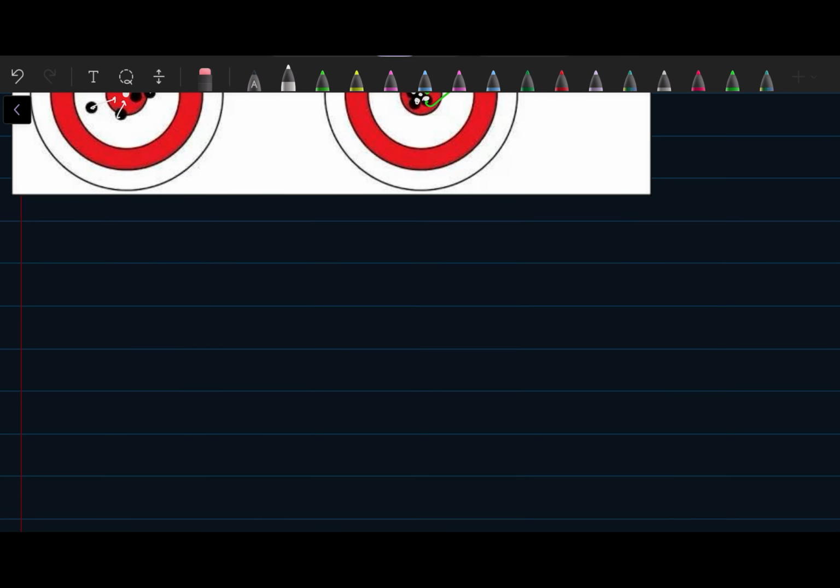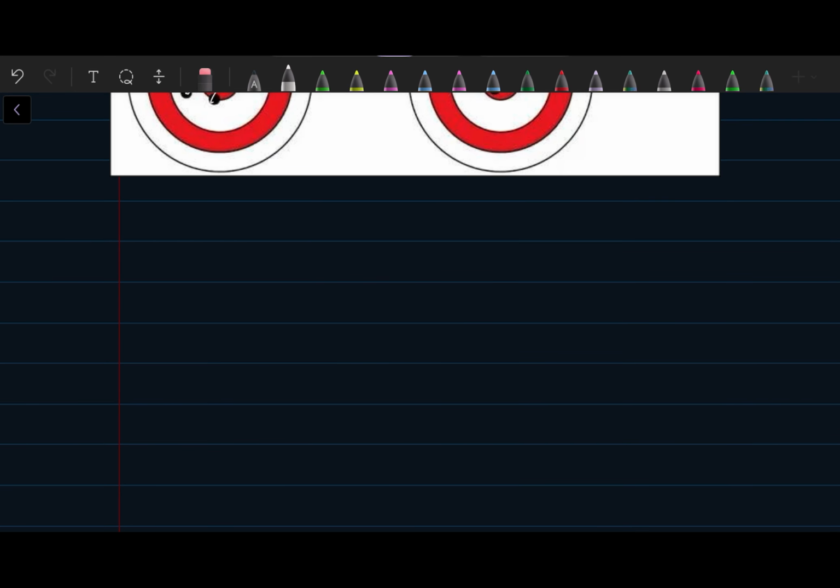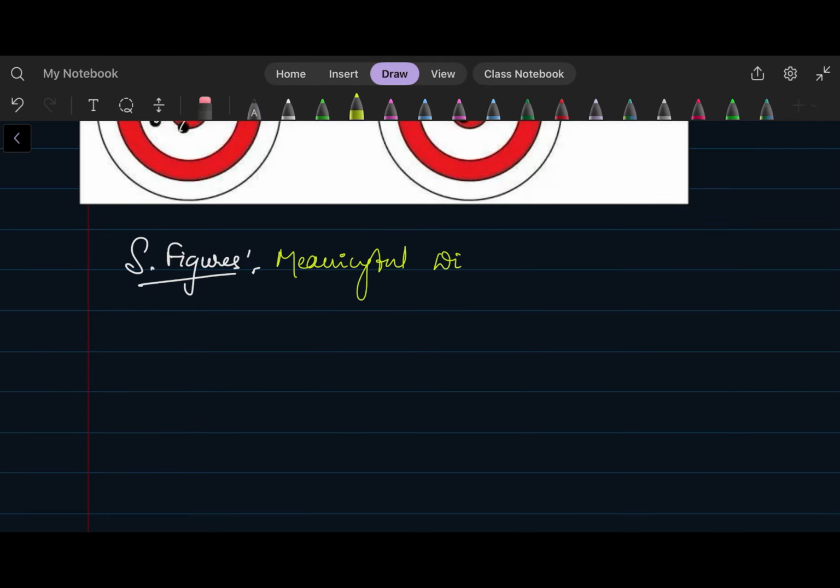Next we will go for the actual definition of significant figure. A significant figure is nothing but a meaningful digit, which is known with certainty.